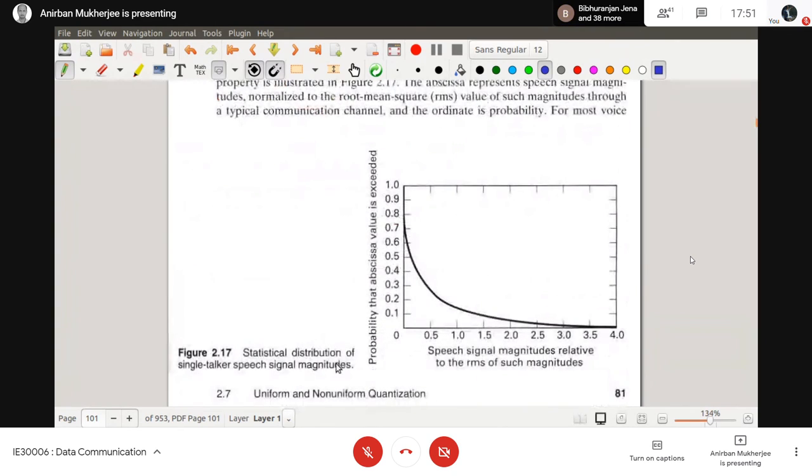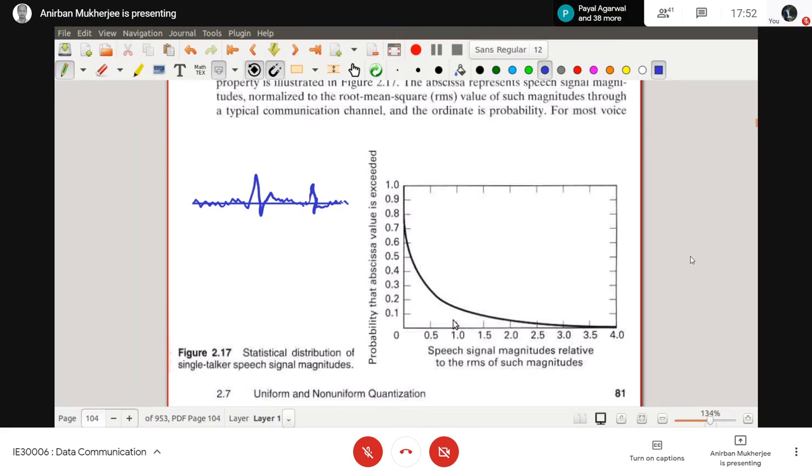Now let us see an interesting graph. Till now we have been talking about uniform quantization. Now you see this interesting graph. This is a speech signal's characteristic. The x-axis is the signal magnitude relative to the RMS of that magnitude, that means signal magnitude divided by RMS, something like xn divided by x rms. My speech signal is something like that. Generally a speech signal is like this.